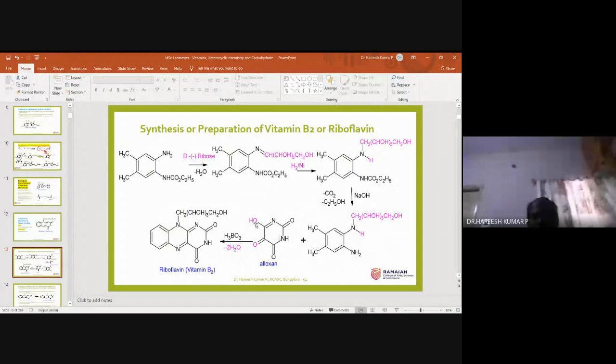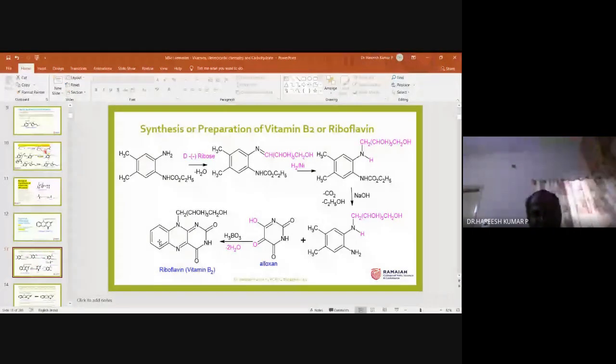HOH, one water, OH2, another water. What it means is that you can write this part like this. Then N will be forming a double bond with this, and N is forming a new bond with this carbon. So that is how riboflavin is obtained.